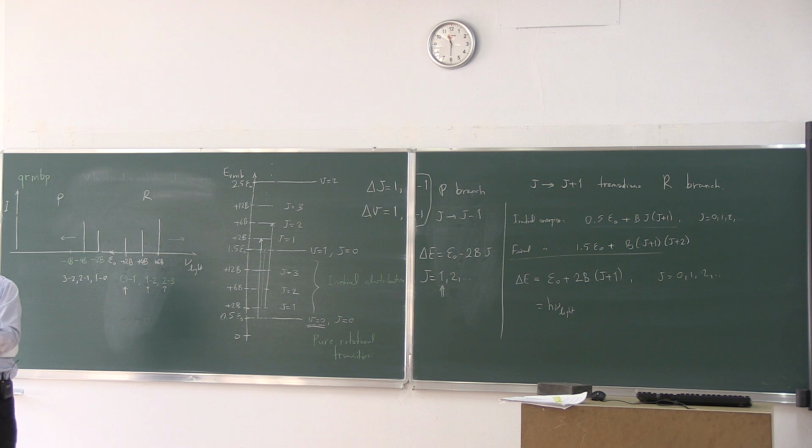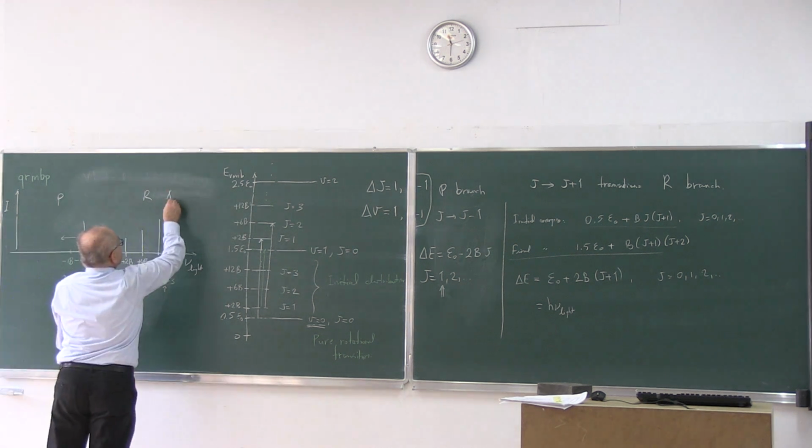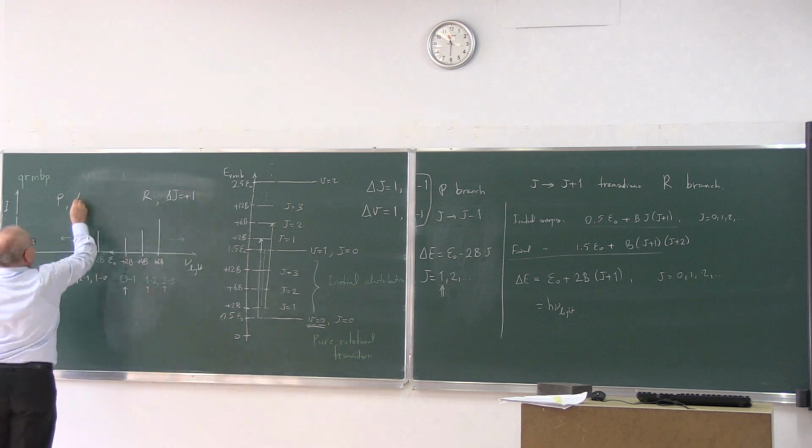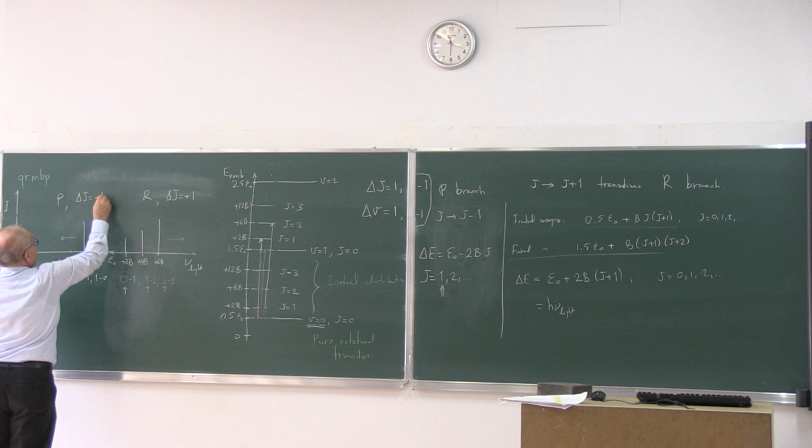So delta V is plus 1. But at the same time, there is the delta J selection rule. Delta J is plus 1 for the R branch. For the P branch, delta J is minus 1.